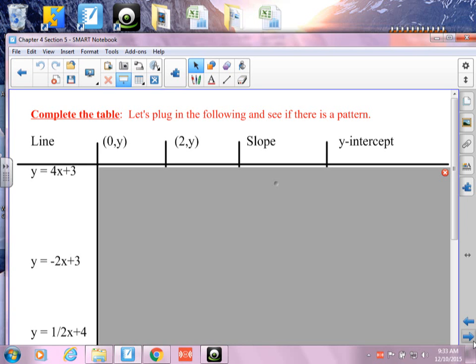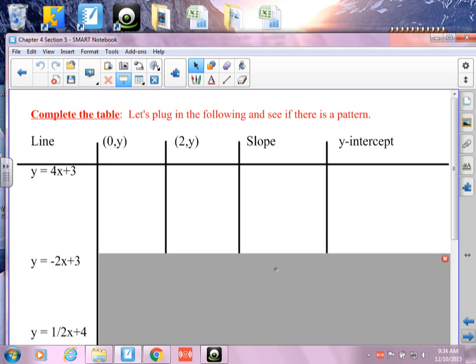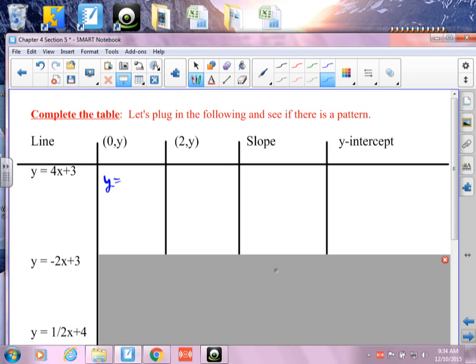All right, we're going to complete this table, and we're going to plug in the following and see if we have a pattern. So let's take a look at this first one. Notice that I'm going to put 0 in for x because that's what the table tells me to do. So I'm going to go y equals 4 times 0 plus 3, y equals 0 plus 3, y gives me 3. So my ordered pair is 0, comma 3.